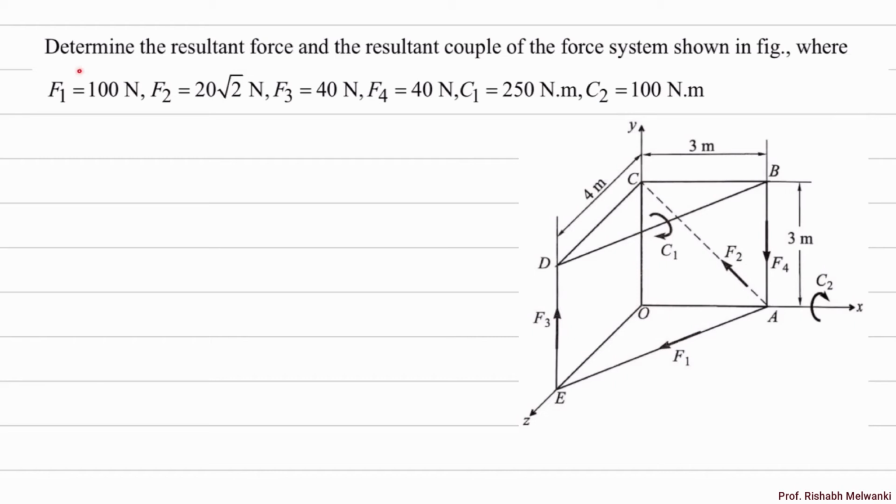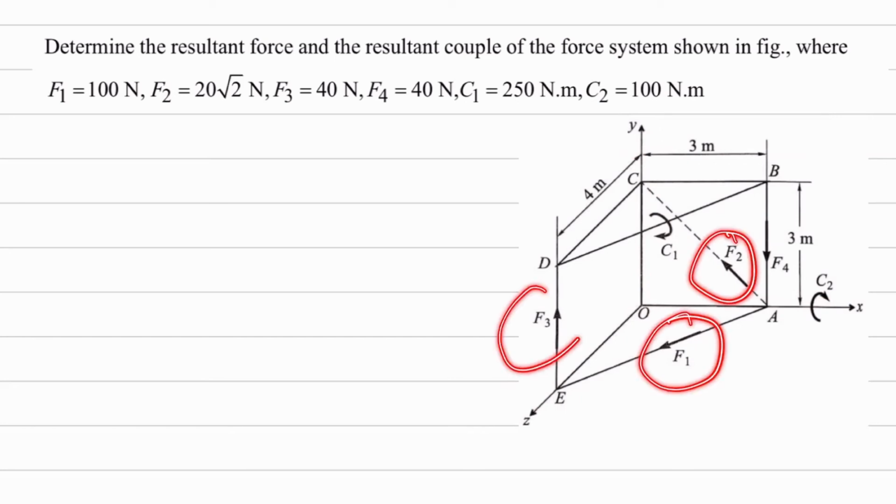So I'll read the question: determine the resultant force and the resultant couple of a force system shown in figure. So here you can see x, y and z coordinates are shown, and all the forces F1, F2, F3, F4, don't forget the couple C1, these are in space, meaning XYZ coordinate, and these are not passing through one point or they are not parallel. So these are general force system. Okay, this forms a general force system in space.